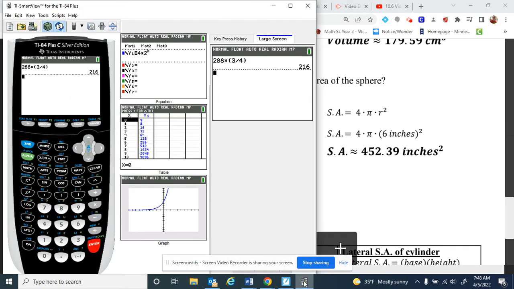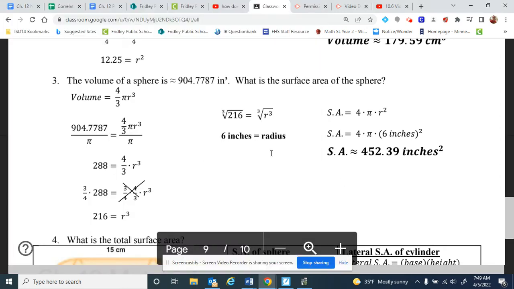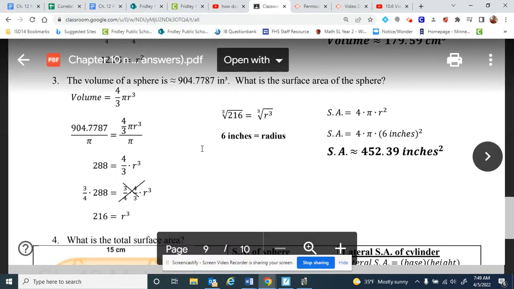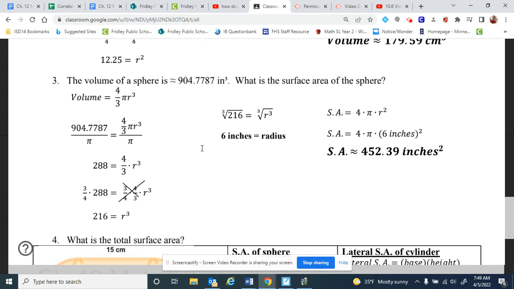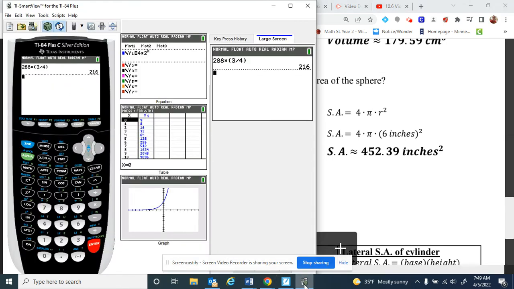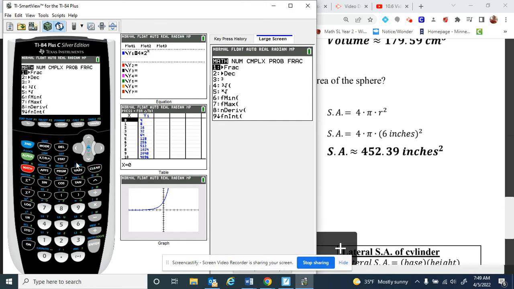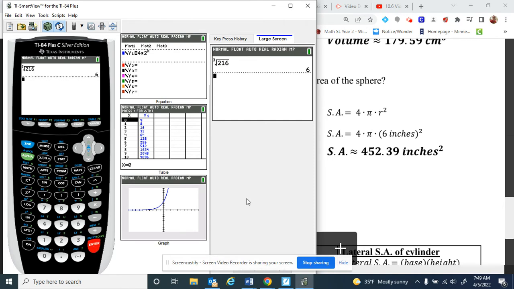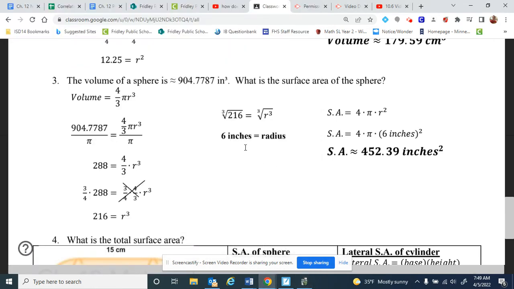But if you can't do it in your head, what we want to do is the opposite of the cube. And that's going to be the cube root. Kind of like the square root, but to the third power. So it's the cube root. And to type the cube root into the calculator, it's a little more complicated. We have to click on this math button, then scroll down to the fourth one, the cube root. And we're going to type in the 216, so the cube root of 216. There we go, 6. So now we know the radius is 6 inches.